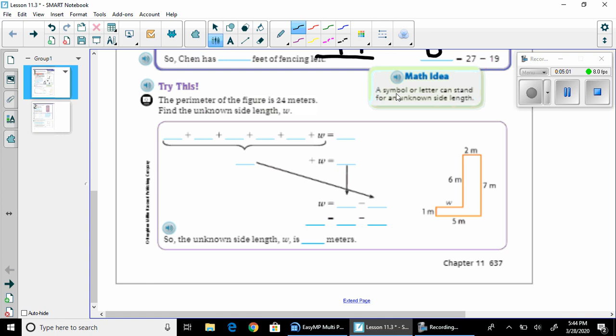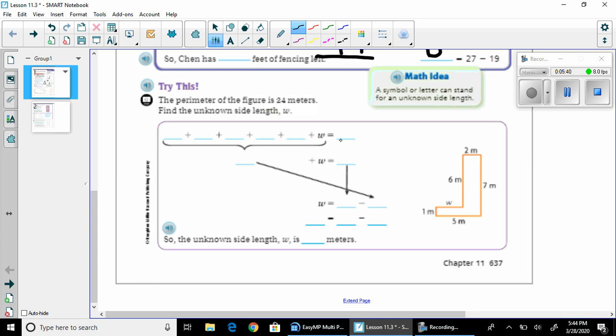We have a new figure, and this time they didn't fill in any of the numbers for us, so we will be filling in our equation as well as finding the length of the unknown side. Okay? All right, so we are going to fill in the numbers that we do have. So we are going to start here, and we are going to go all the way around our figure until we get to our missing side. Okay? All right, so up above it tells us that our perimeter is 24 meters. So our perimeter is the length or the sides all the way around. So the distance all the way around is 24 meters.